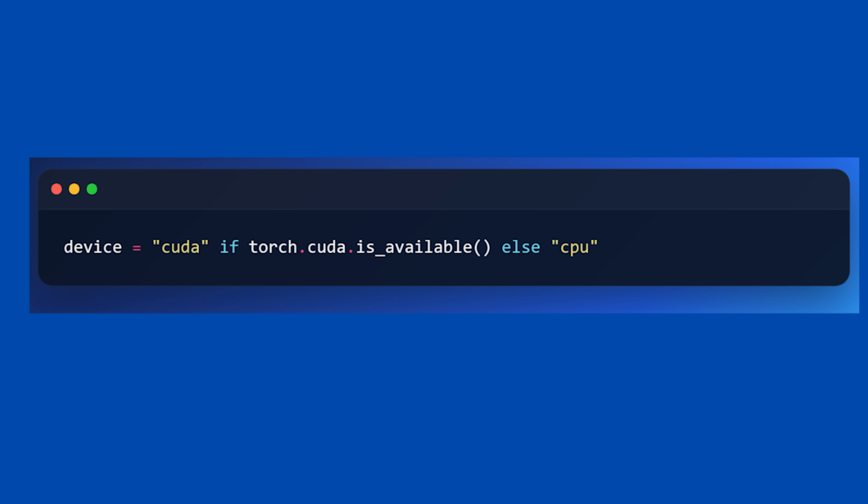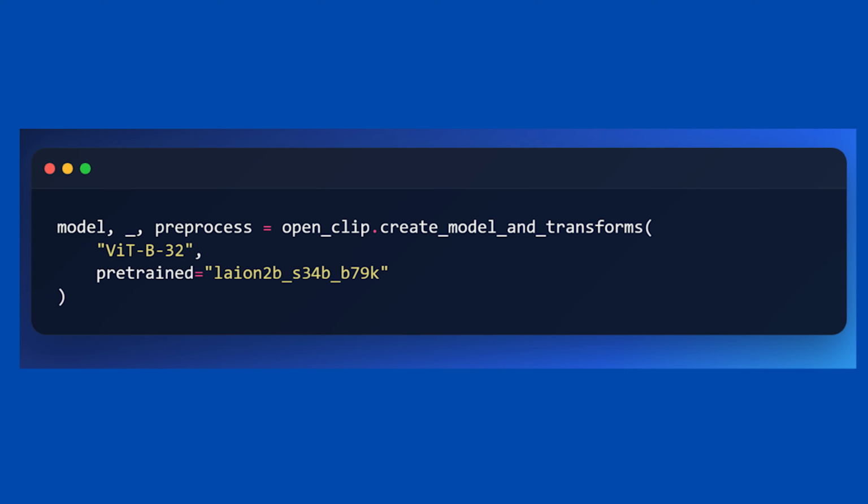Now let's move to the application startup section. Before loading the model, we first check whether a GPU is available. If an NVIDIA GPU is detected, the application uses CUDA for faster processing. Otherwise, it falls back to the CPU. Next, we load the OpenCLIP model. This loads both the OpenCLIP model and the pre-processing pipeline.